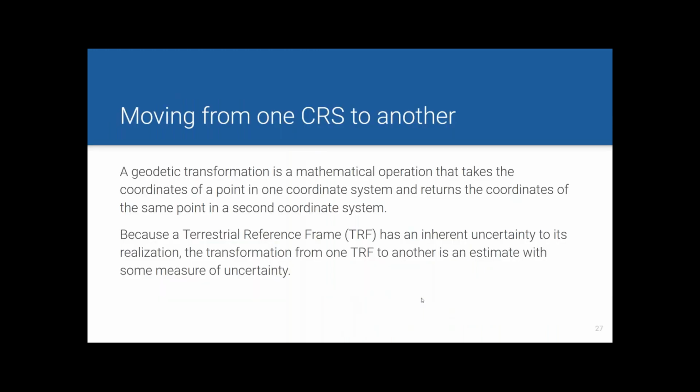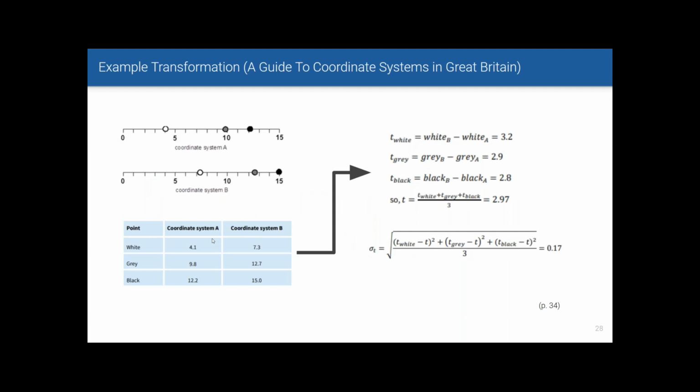So moving from one coordinate system to another, you need a geodetic transformation. Even though the math that does the transformation is well known and accurate, there is an underlying uncertainty to this calculation because each reference frame has measurement error in it. To give you an idea of how this looks, let's imagine that we have two one-dimensional coordinate systems here. And we have a position that's white, a position that's gray, and a position that's black.